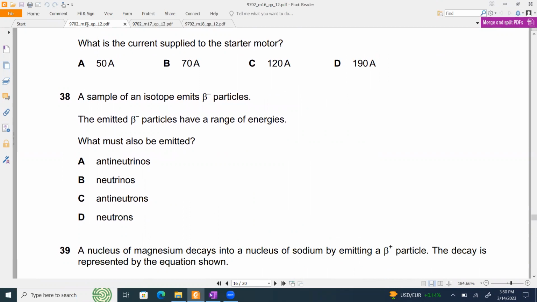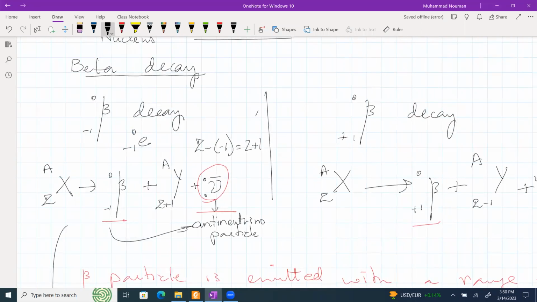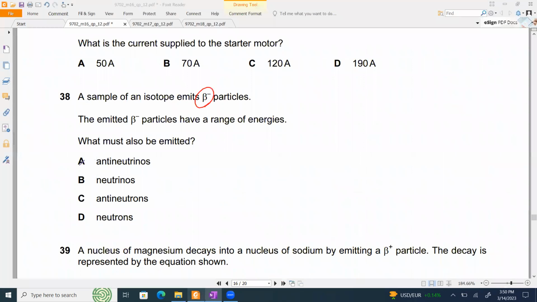Question number 38. A sample of an isotope emits beta negative particle. The emitted beta negative particles have a range of energy. What must also be emitted? So along with beta negative particle, what other particle is emitted? You remember beta negative emission we studied here? Antineutrinos. Yeah, anti-neutrino particle.